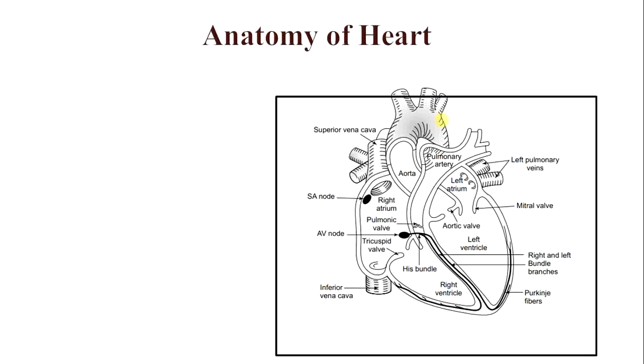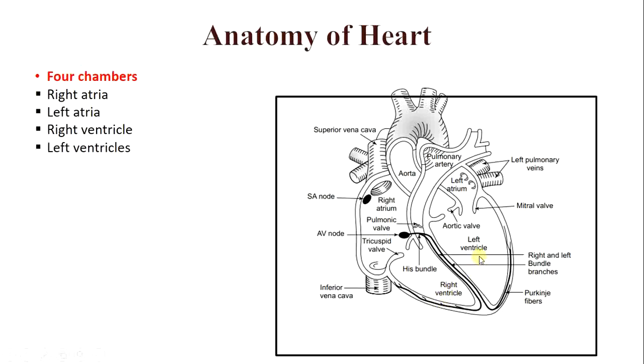Let's move on to the anatomy and then we will see how the heart works. First, let's see how it is structured. Anatomy is nothing but the structure of your human heart. The human heart consists of 4 chambers: the right atrium, left atrium, right ventricle and left ventricle. Likewise, it has 4 walls.